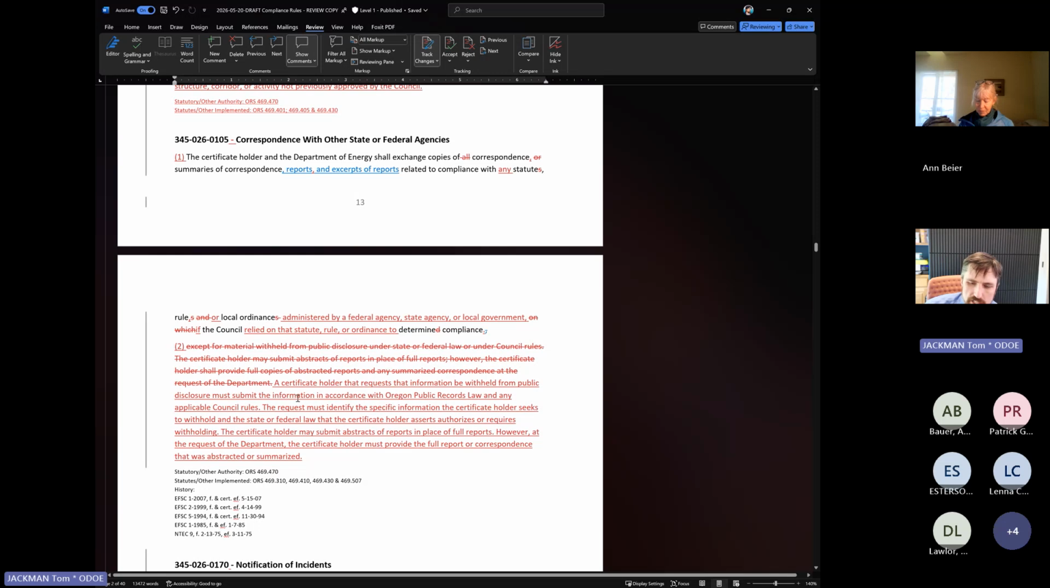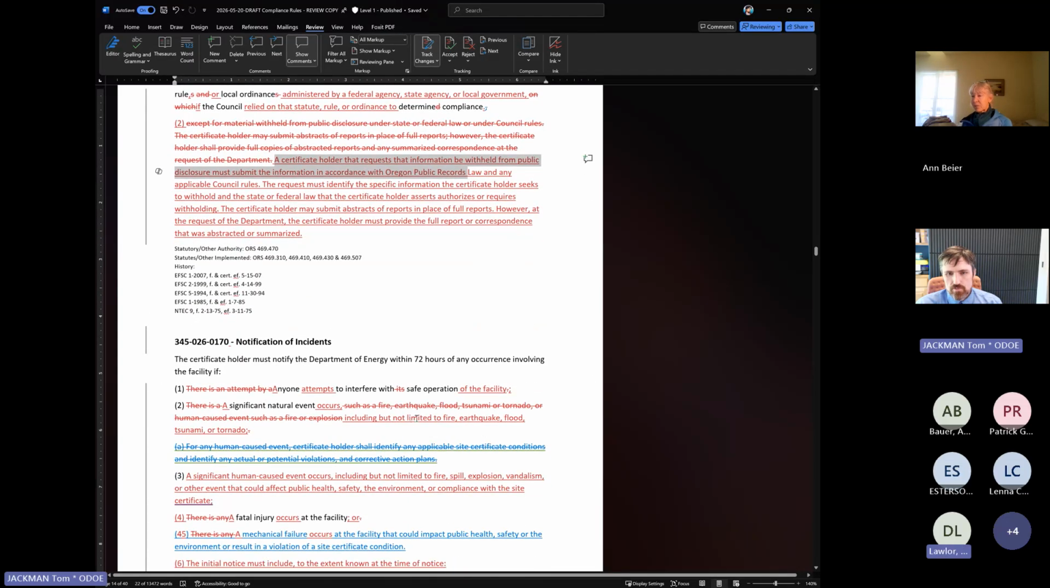So this 105 here is the one that had the public records language that we added because there were some questions about it that we'd gotten previously. Essentially, we'll submit correspondence that we're submitting to other agencies related to their compliance, and we ask them to do the same thing to us. To the extent that what you're submitting falls under Oregon Public Records Law, you have to identify what you want us to withhold and under what basis.